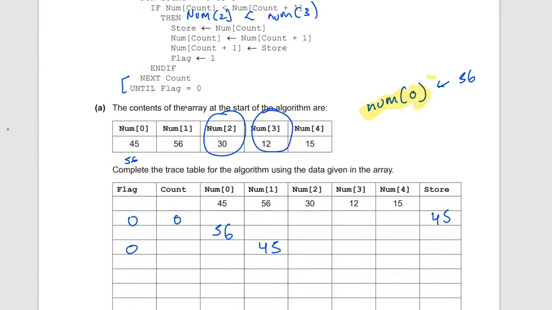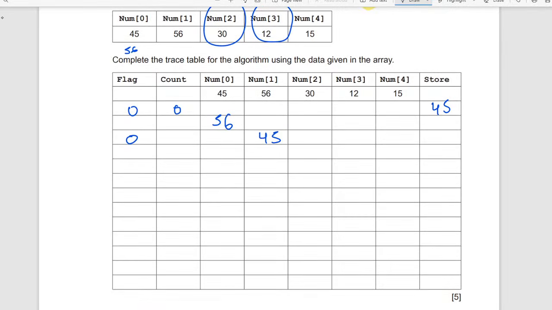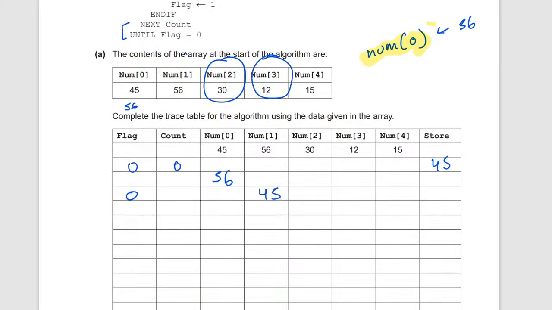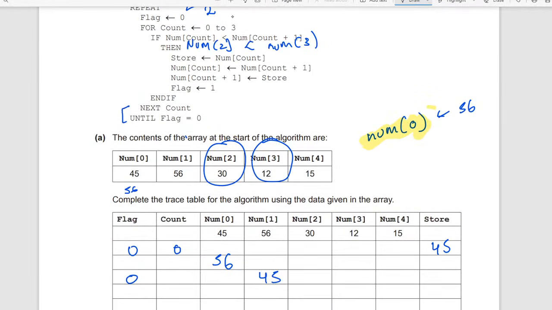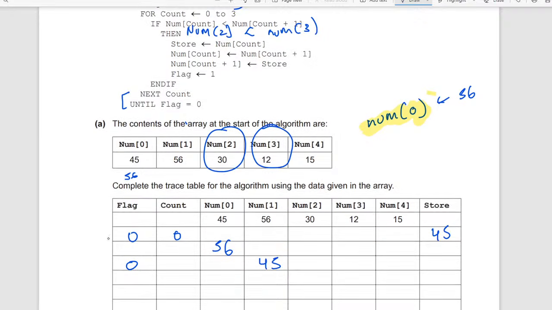Okay, this is quite a complicated one. How many marks is it? It's only 5 marks. Wow, only 5 marks for this. Okay, we move on to the next one. This time count is 3. Okay, flag is again 0. Flag again 0.